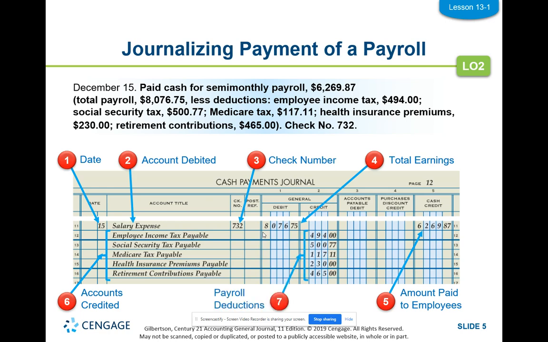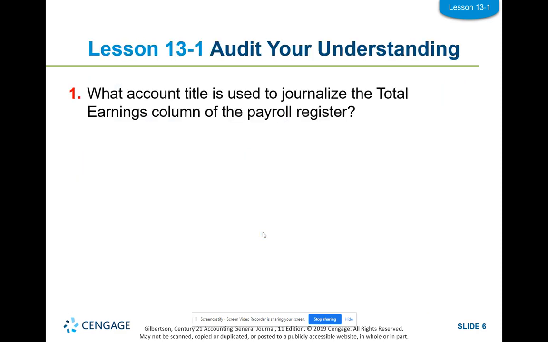And then we'll list all of those payroll deductions that came straight from that payroll journal that we worked on in the last chapter. Okay, so what account title is used to journalize the total earnings column of the payroll register? That's going to be your salary expense. That's what we're putting all of this under.